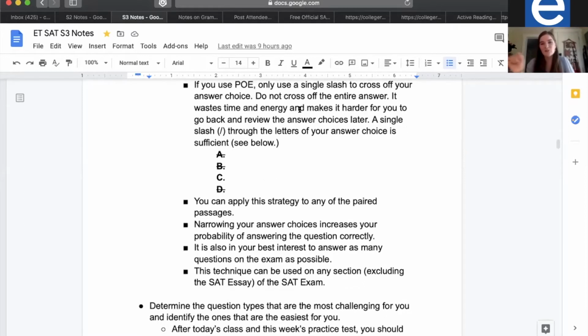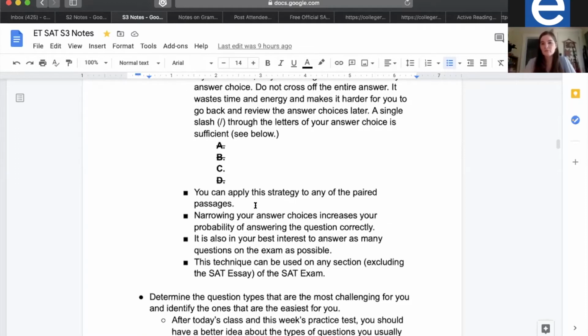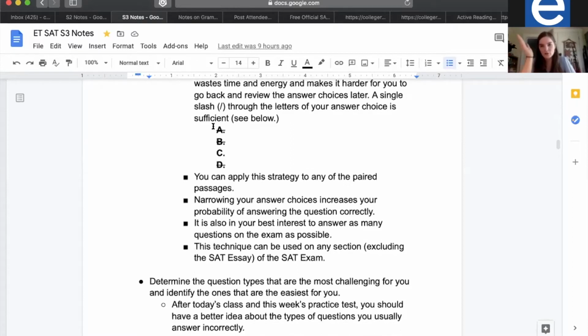If you have a question about it later, you can't go back and actually read through it. Then you have to erase, and it just is not efficient or productive for you. So just don't do it. It also wastes your energy. A single slash through the letter of your answer choice is sufficient. I can't actually do the diagonal slash on my computer, so I just did a strike through. So that works too. We have a question.